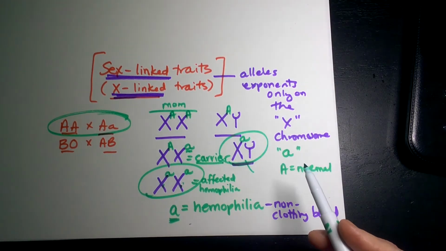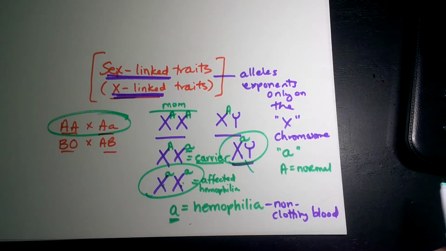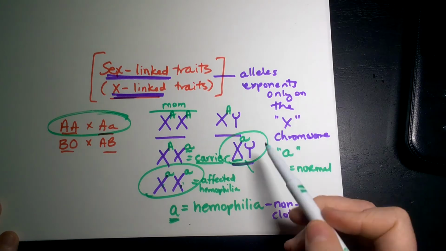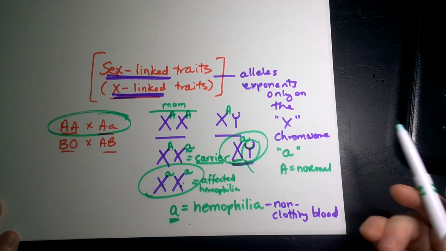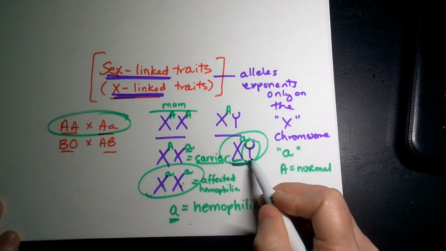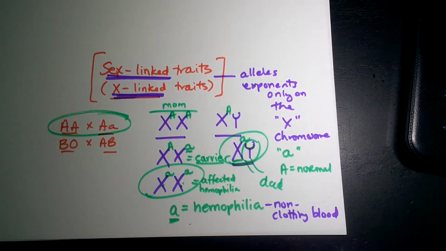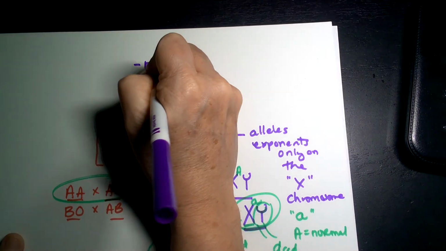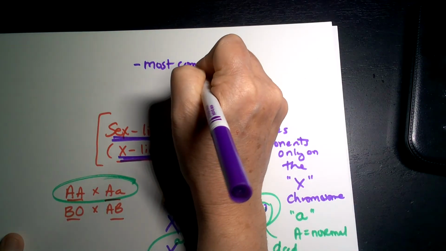And if the male has a sex-linked trait, he got it from his mom, and that is 100% real, because where did the Y chromosome come from? It came from dad. So here are your little notes on this. Let me slide this down. All right, these are most common in males.